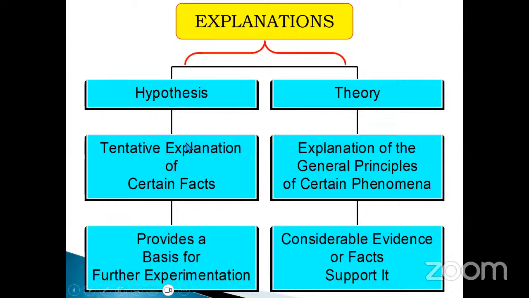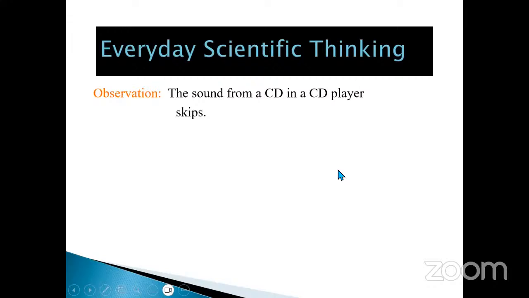So again, just to reiterate, a hypothesis is a tentative explanation of facts, and it provides a basis for further experimentation, while a theory is the explanation of what is observed, which is backed by the evidence in the form of data. So that's the difference between theory and hypothesis. Okay, now let's talk about the practical application of the scientific method.